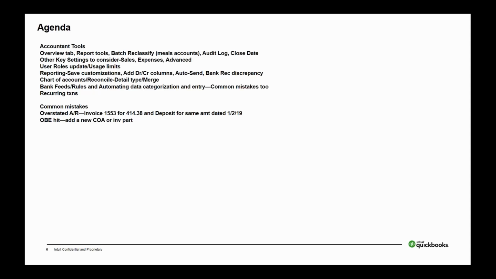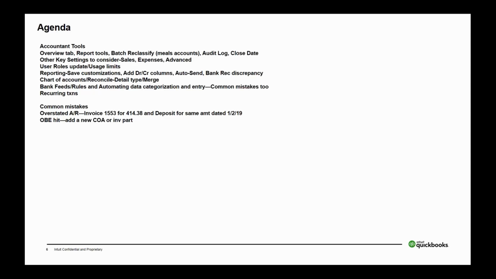Just a few things I thought were important. I mean, you do more reporting than I do. You do more bank recs than I do, but still there's some things to consider around reporting, bank recs, chart of accounts, merging, detail type. We just need to cover that just to make sure we're on the same page and you know what to expect. Recurring transactions, bank feeds, and that kind of automation.